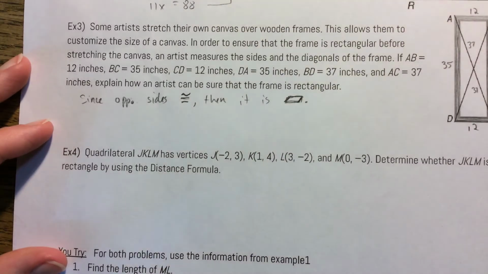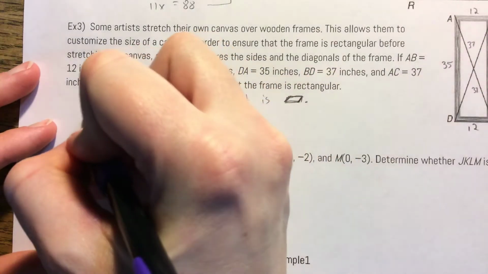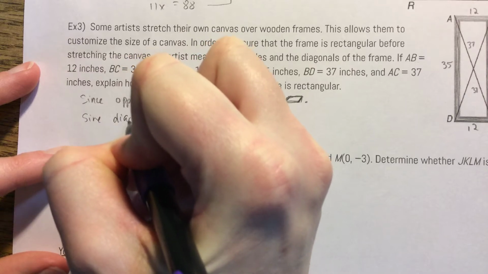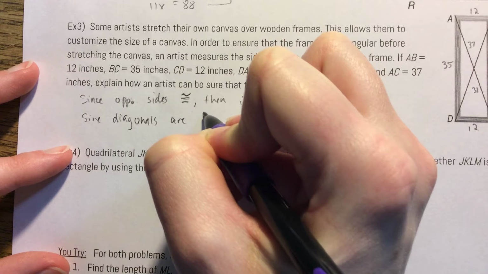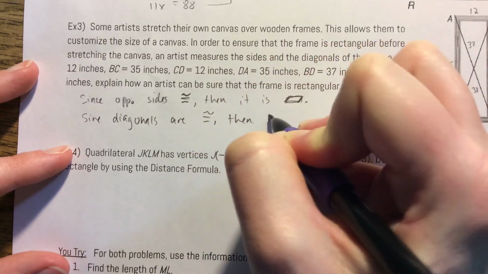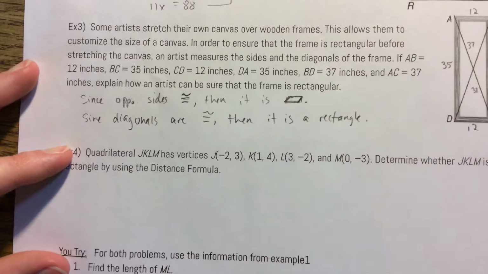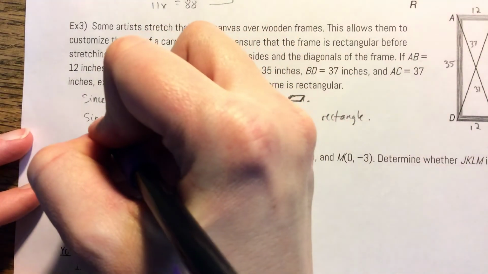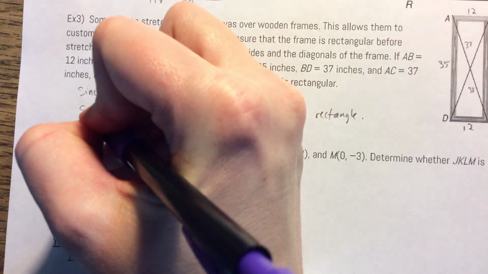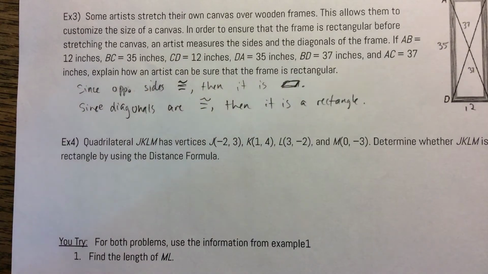So then if it's a parallelogram and we want to determine if it's a rectangle, we're going to check the diagonals. So since the diagonals are equal, then we can say it's a rectangle. So the fact that the opposite sides were congruent tells us that it's a parallelogram. And then the fact that the diagonals are congruent tells us it's a specific parallelogram that's actually a rectangle.